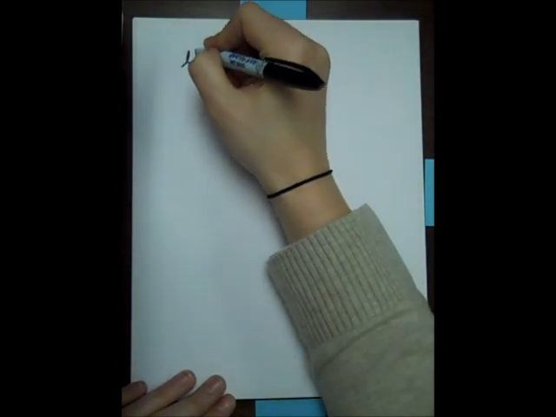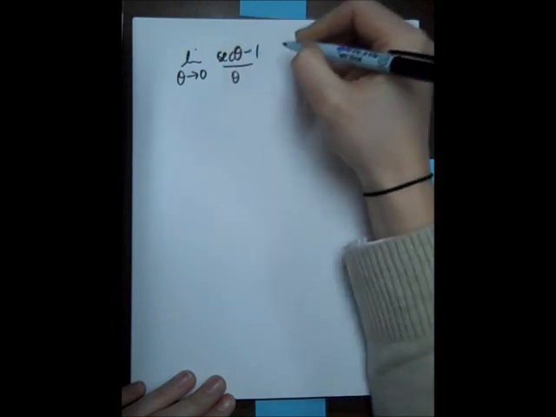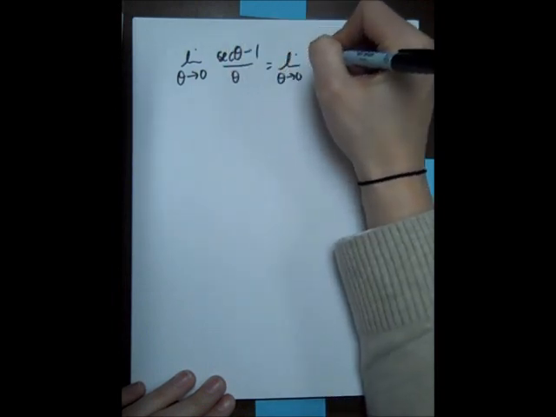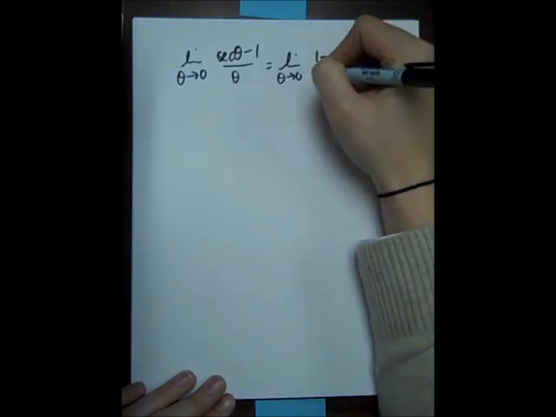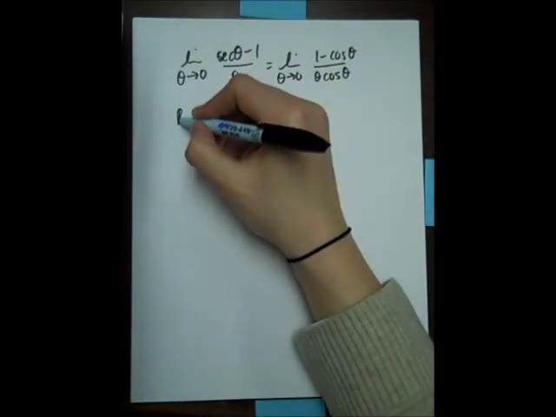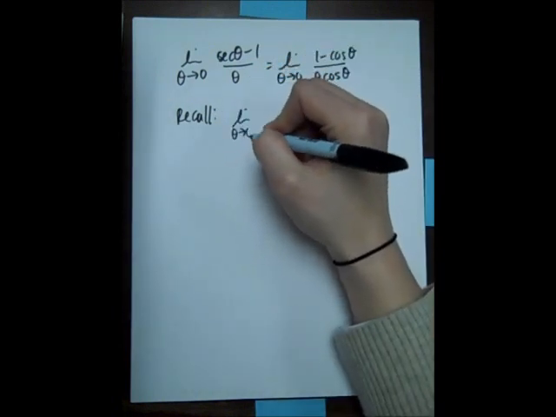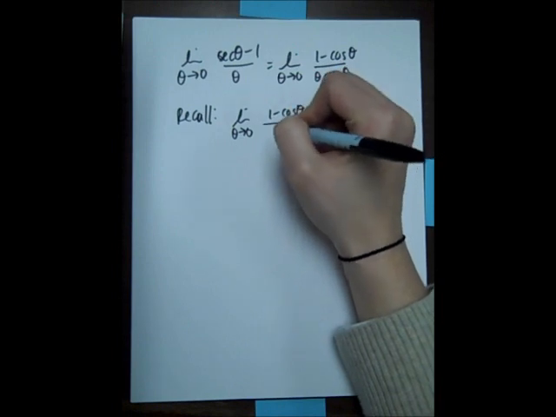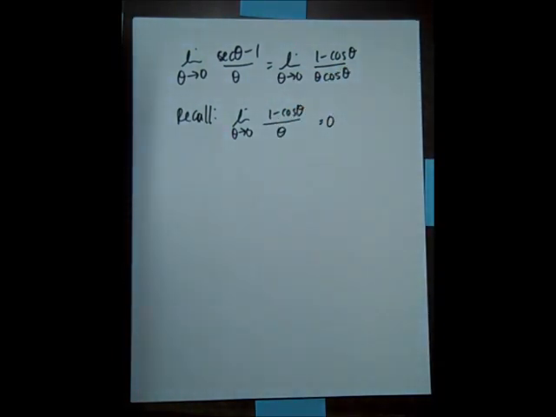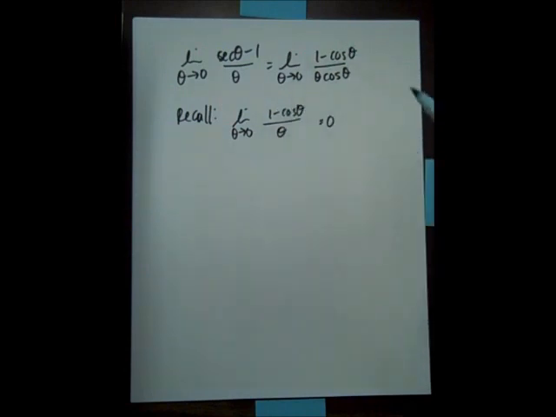My new problem is now that the limit as theta approaches 0 of secant theta minus 1 over theta is the limit as theta approaches 0 of 1 minus cosine theta over theta cosine theta. We've changed this to be in terms of sine and cosine. Here we just have cosine. Now what can we do? Well, let's recall one of our two trig identities that said the limit as theta goes to 0 of 1 minus cosine theta over theta equals 0. So we do know that. How can I pull out a 1 minus cosine theta over theta from this problem?